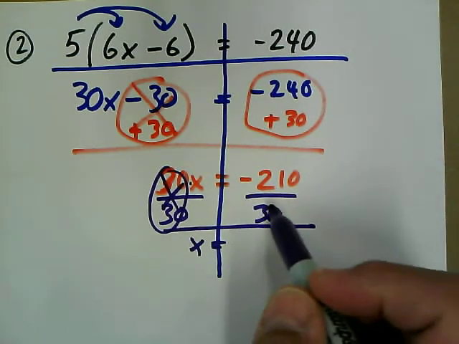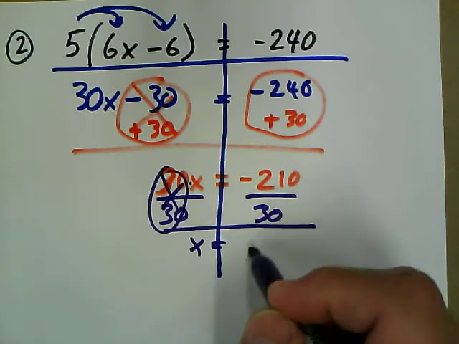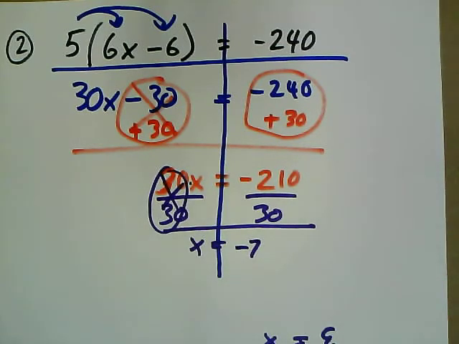And negative 210 divided by 30 is, what is it, negative 7? Negative 7.